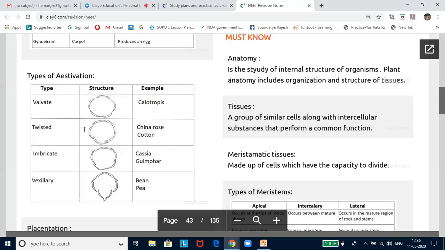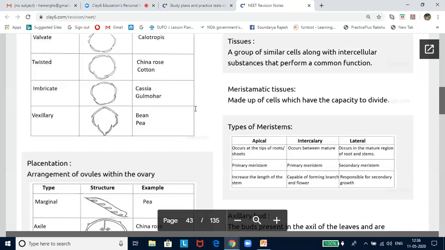In twisted estivation, if you look at it, out of the five, you will have one in and one out. That is, one will go outside the other and one will be inside. No, I'm sorry. In twisted, it is in and out. All the five will be in and out. Example, China rose and cotton.